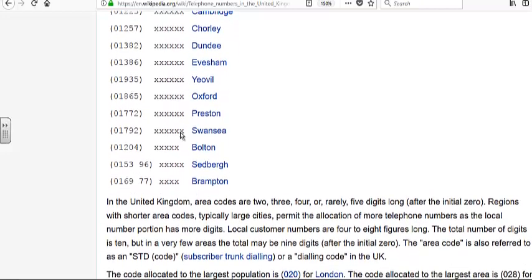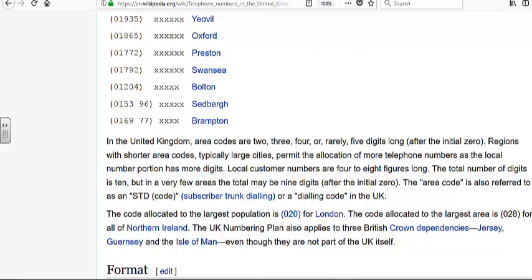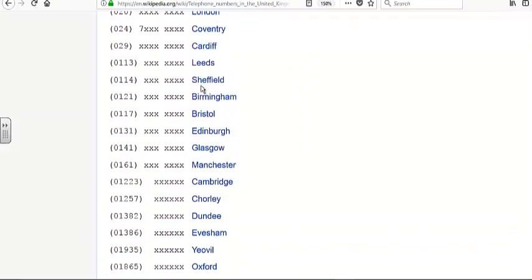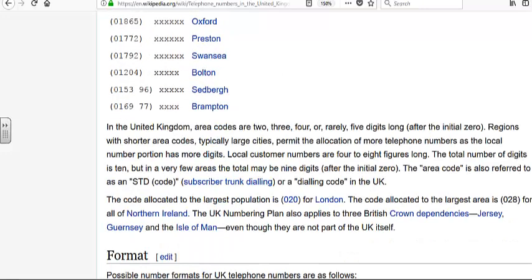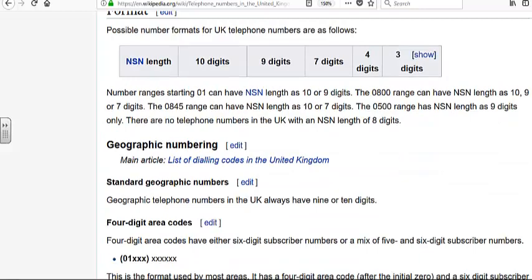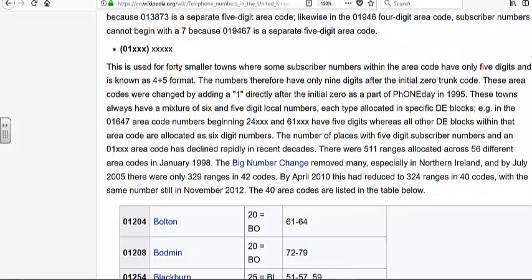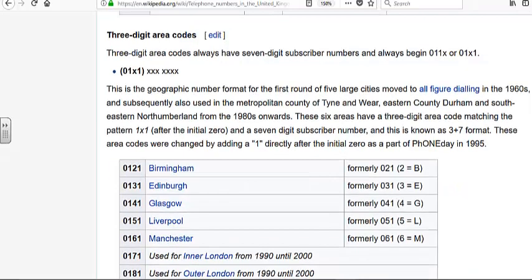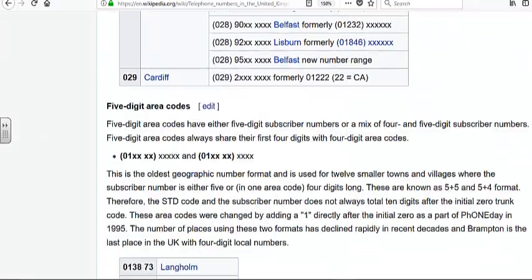Now, if you live in a bigger city, you might have a 3-digit number and then a 4-digit number, kind of like we have. And they have all these lists of everybody. So you can look up all these 5-digit numbers. I'm trying to find where my family's from.